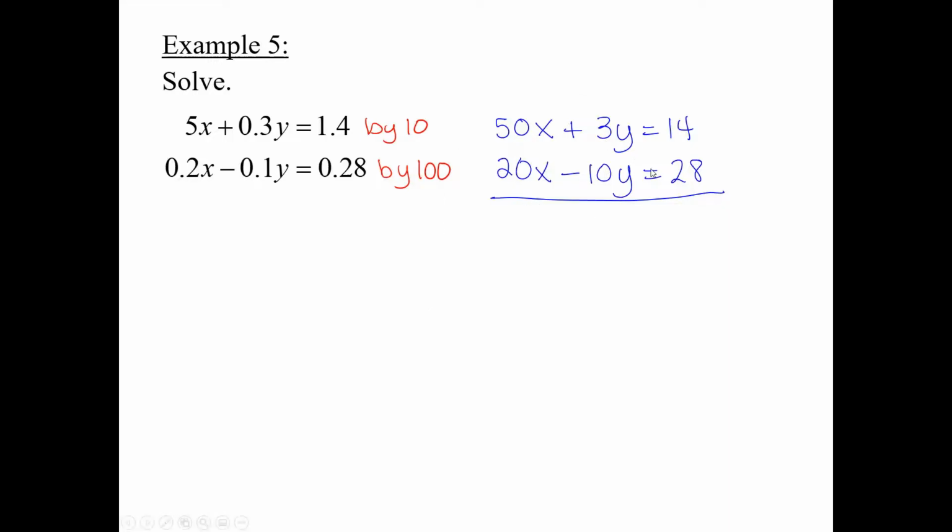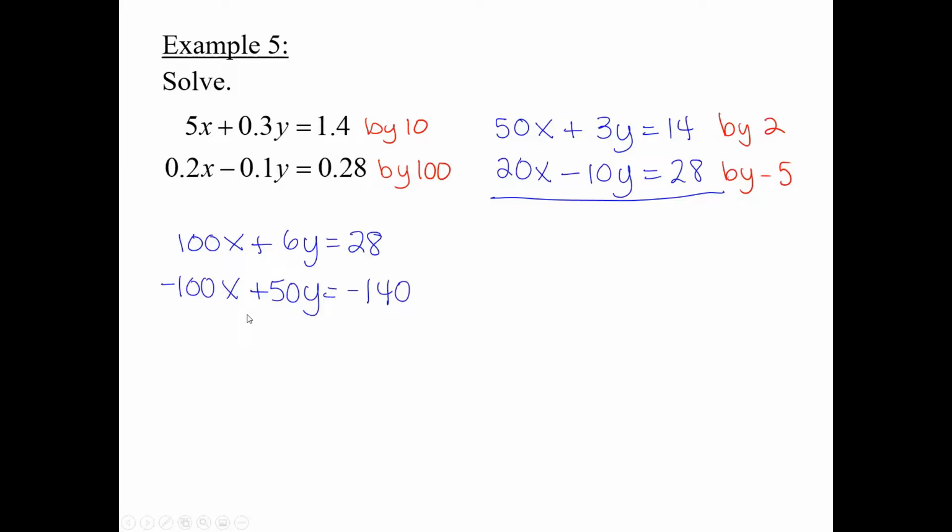Now I can look for an opposite pair. Well, I've got opposite signs, but I don't have an opposite pair. So I would need to multiply this by 10 and that by 3 if I wanted to use those. Or I can multiply this by 2, all of them, and this by -5. That way you can choose to either eliminate the x's or the y's. It's your choice. Okay. This first equation, when you multiply everything by 2, becomes this.